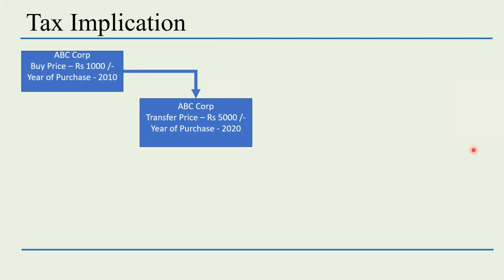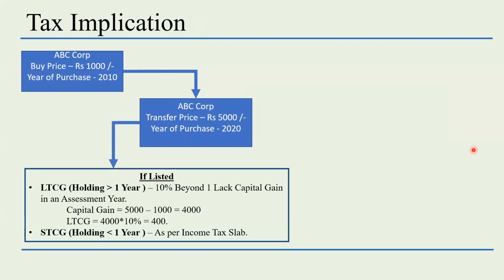Now there are two outcomes. The ABC Corporation has already listed in 2020. Then long-term capital gain is 10% apart from 1 lakh capital gain. So what is your simple capital gain? Selling price minus purchase price, that is 5000 minus 1000. 4000 is your capital gain. So 10% is 400 rupees.